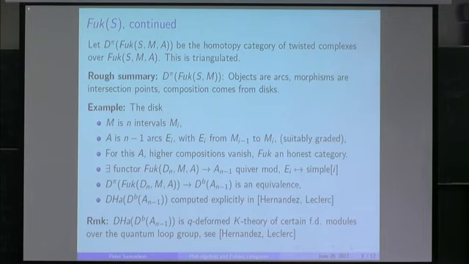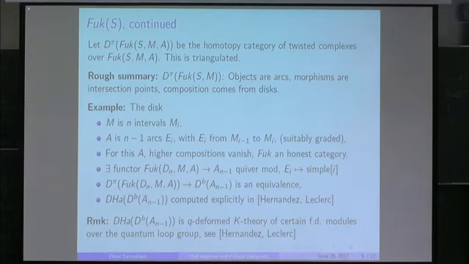Then there are morphisms from E_i to E_{i+1}. All compositions of these morphisms vanish. There are no higher compositions for this choice of A. So in this example, the Fukaya category is actually an honest category.